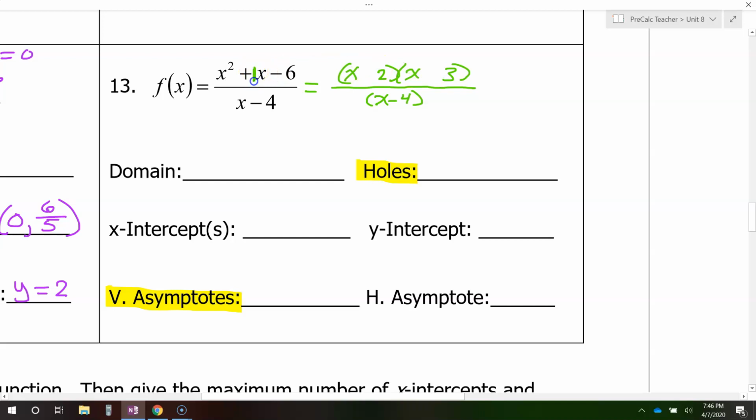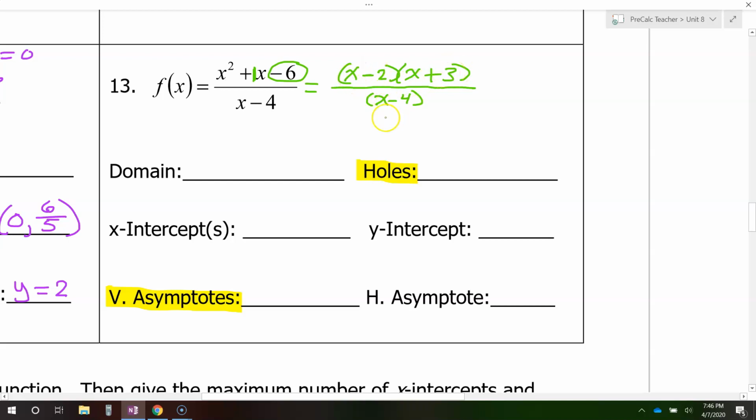Looking at the fact that I have a middle term of 1, I'm betting that the 2 times 3 is going to work. To get a positive 1, I'm going to need a positive 3 and a negative 2. Luckily, that gives me negative 2 times positive 3 is negative 6, which is what I wanted. So this is how you factor it.